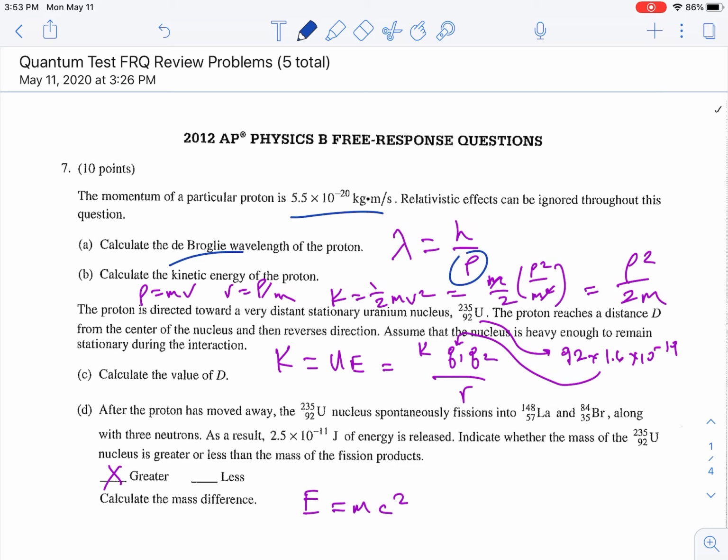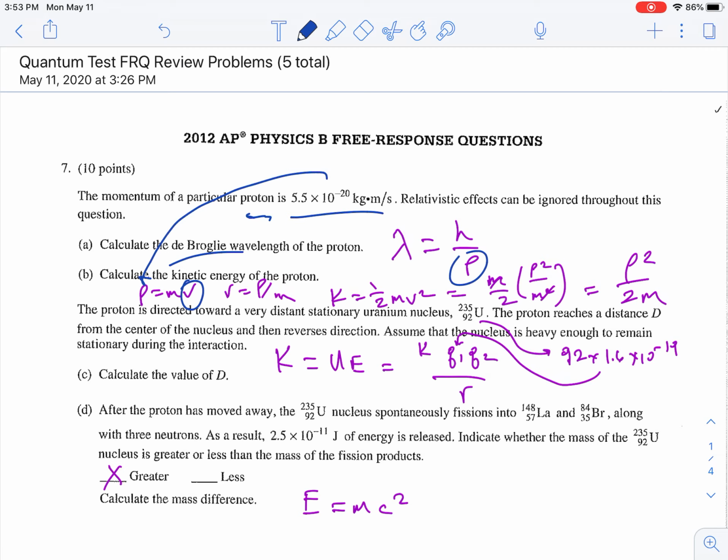On the kinetic energy side, there's a couple of ways you can do this. There's the long way and then there's the short way. So one option is that you take this momentum and you find the velocity, because you know that it's a proton and you know its momentum. Then you divide by the mass. Boom, there's your velocity. You're off to the races.